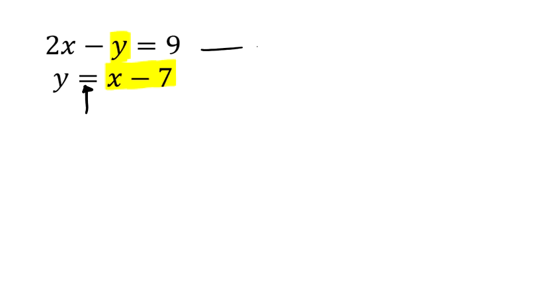So that first equation, when I do the substitution, looks like this. You can see there's a positive 2x and then minus the quantity of x minus 7. So you can see I just subtracted all of y. That's y. So I have 2x minus what y is. Y is x minus 7, and that equals the number 9.